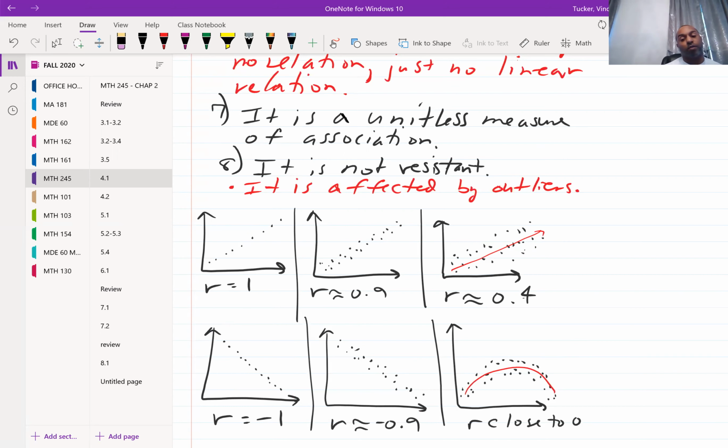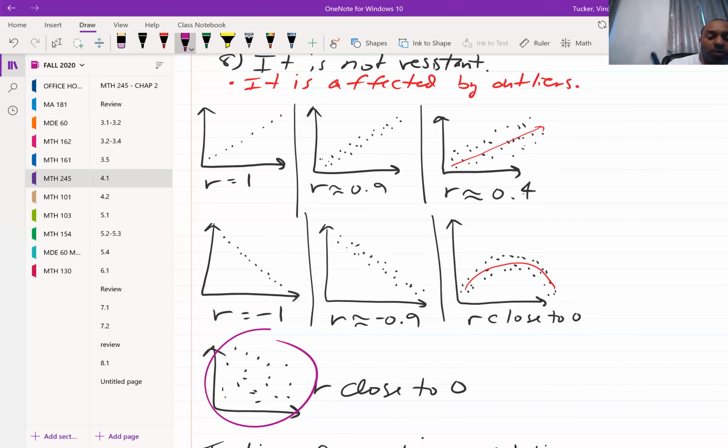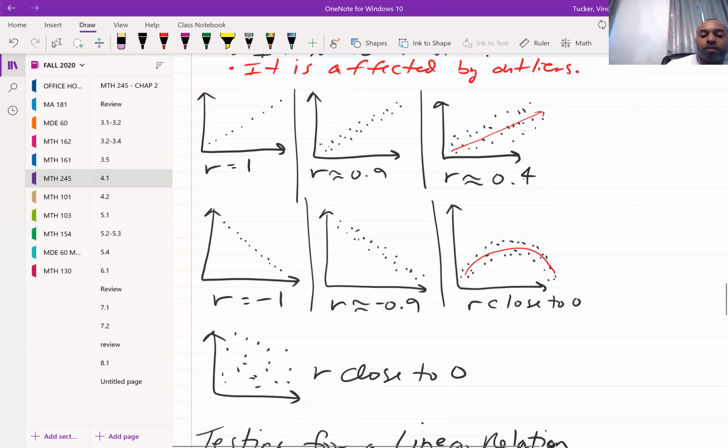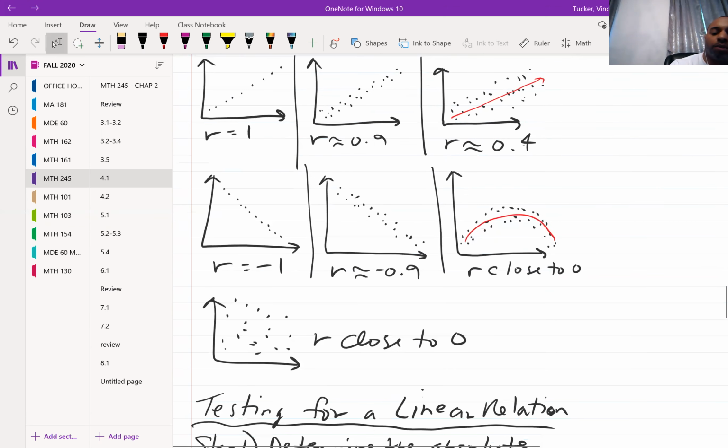This sixth one, R is close to 0. Once again, you see that there is a relation. It's just not linear. And also, this will be close to 0 as well, and there's no relation there. All right, any problems? Any problems?